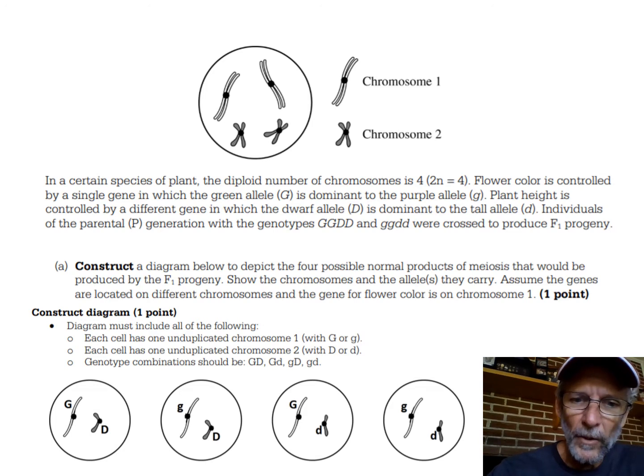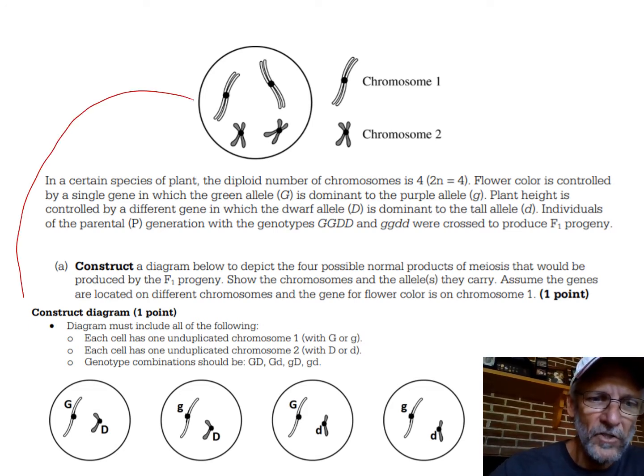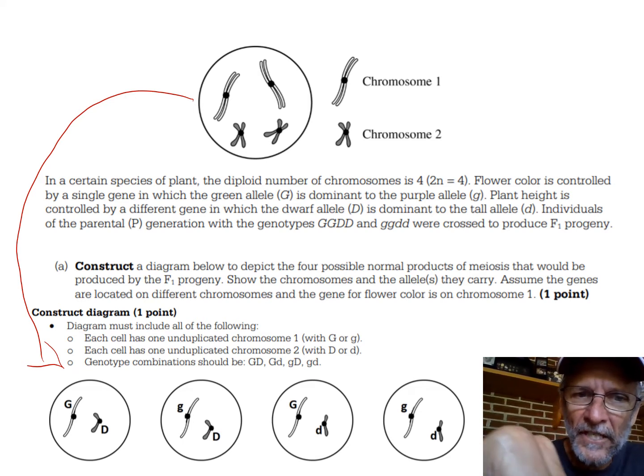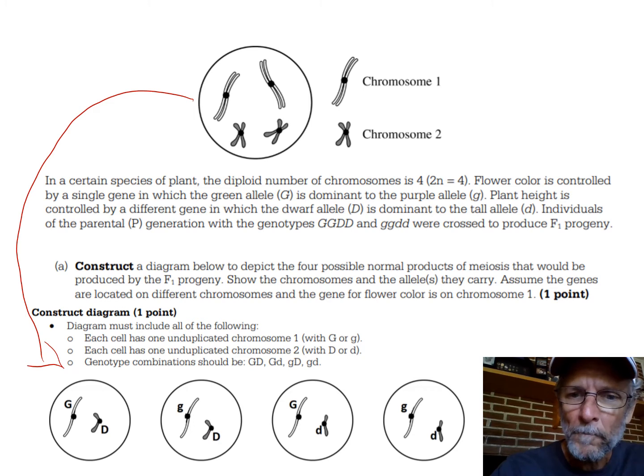Okay, so here's the pictures, and they're asking you, if this cell does meiosis, what do we get? They describe what this cell is, and these chromosomes and the genes that they want you to draw here. Make sure you use their symbols. Don't make up your own symbols. If they tell you that we have G's and D's here, right? And they tell you what chromosomes they're on. The G's are on chromosome number 1.